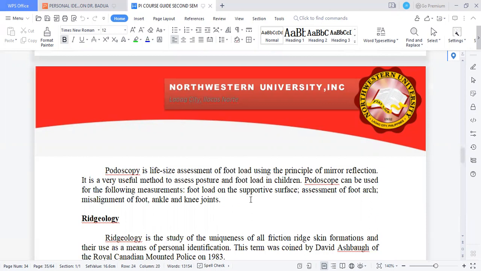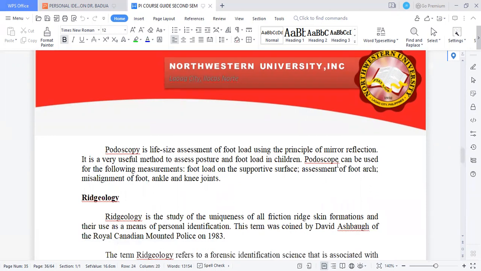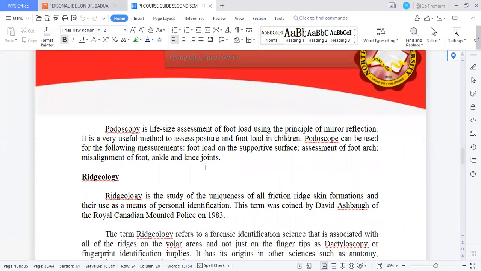Life size assessment of foot load using the principle of mirror reflection. And a podoscope can be used for the following measurements: foot load on the supportive surface, assessment of foot arch, misalignment of foot, ankle, and knee joints. So the person will step on a podoscope for purposes of recording and examination.